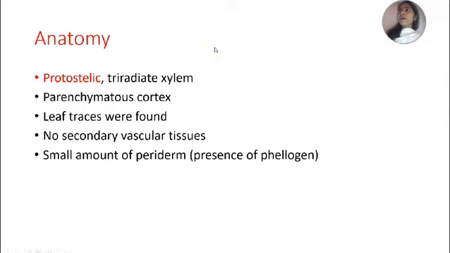Coming to the anatomy of protolepidodendron, the stem consists of a protostelic stele, that is the central xylem core surrounded by phloem, and this xylem core has 3 radiating ribs or is triradiate in appearance, or the xylem can be called triradiate, and the cortex is parenchymatous in nature.